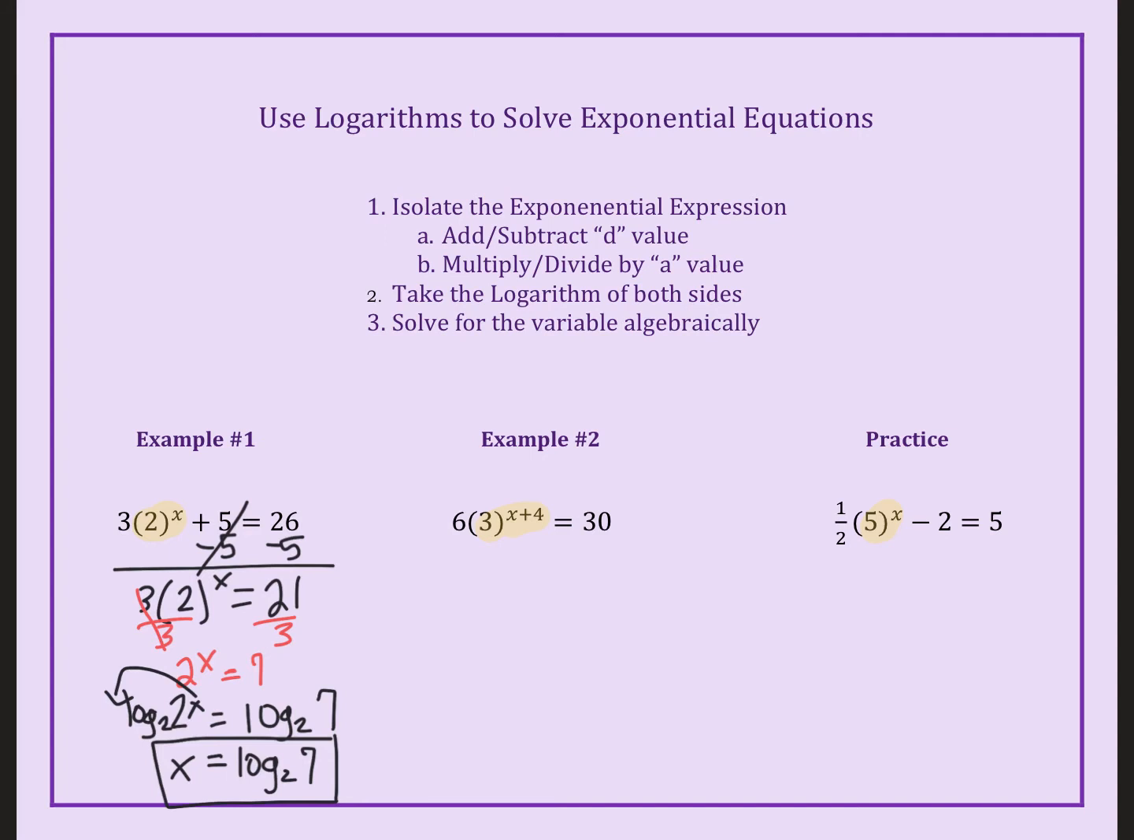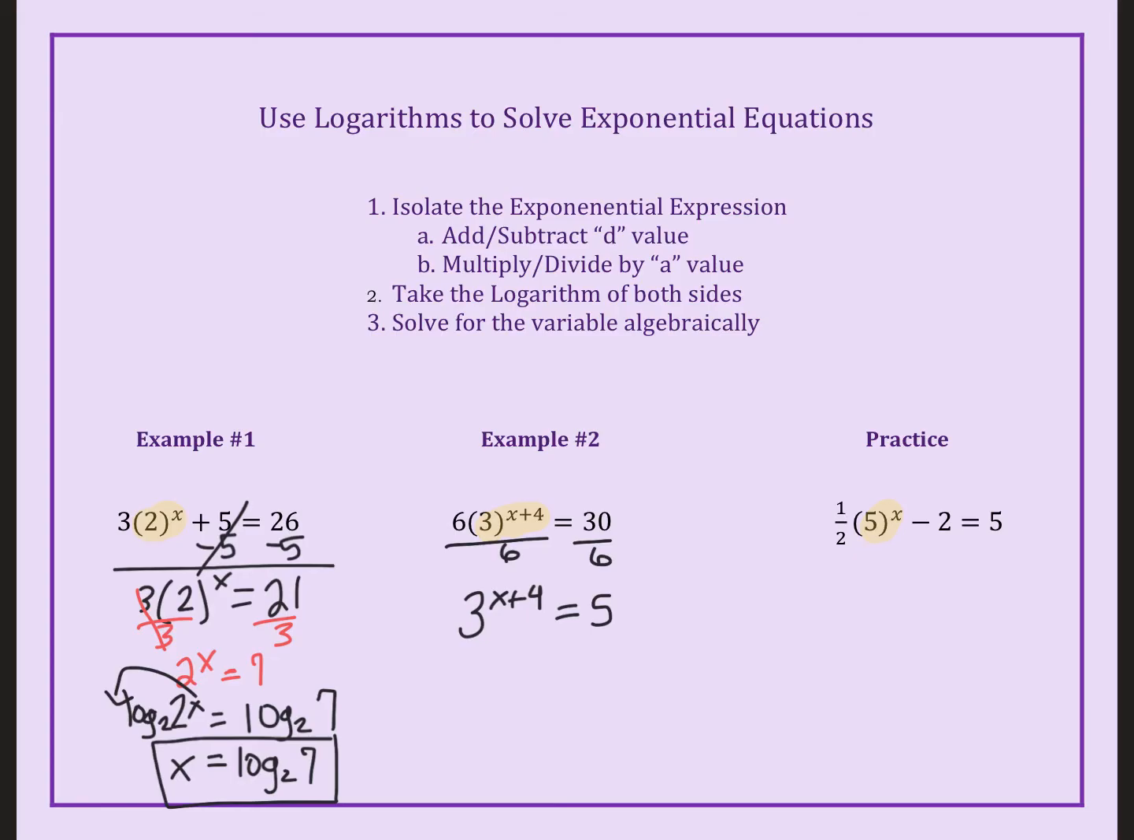So let's try the second one. I want to get that exponential expression by itself. First rule is to move d. Well, there's no d over here. Next is I'm going to divide by this a value. So I'm going to divide by 6 on both sides. I have 3 raised to the x plus 4 is equal to 5.